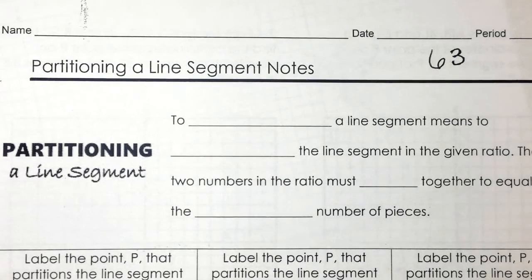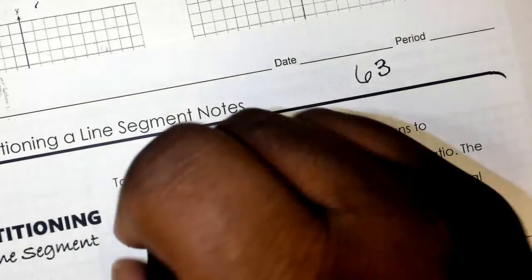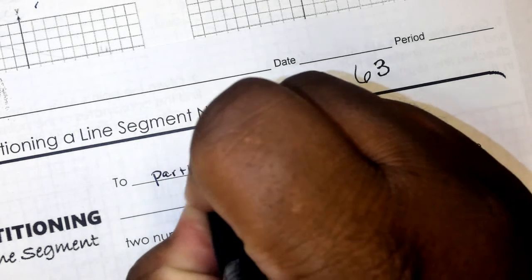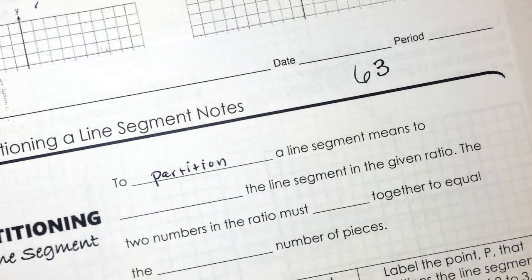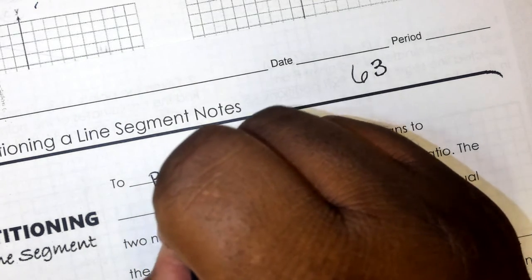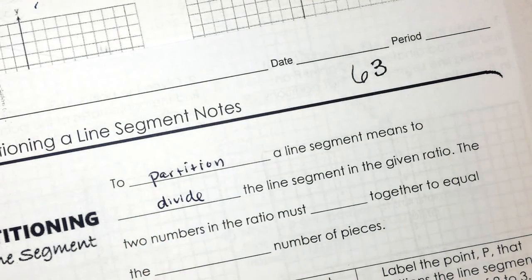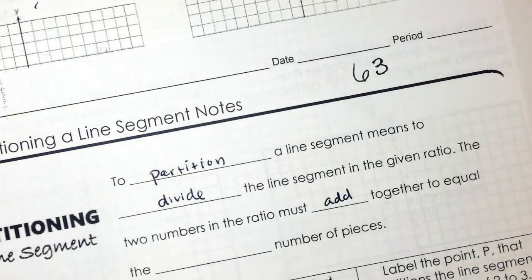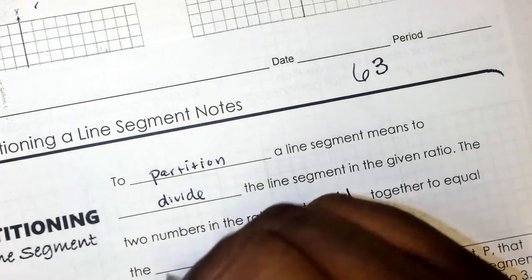Alright, so partitioning line segment notes. To partition a line segment means to divide the line segment into a given ratio. The two numbers in the ratio must add together to equal the total number of pieces.